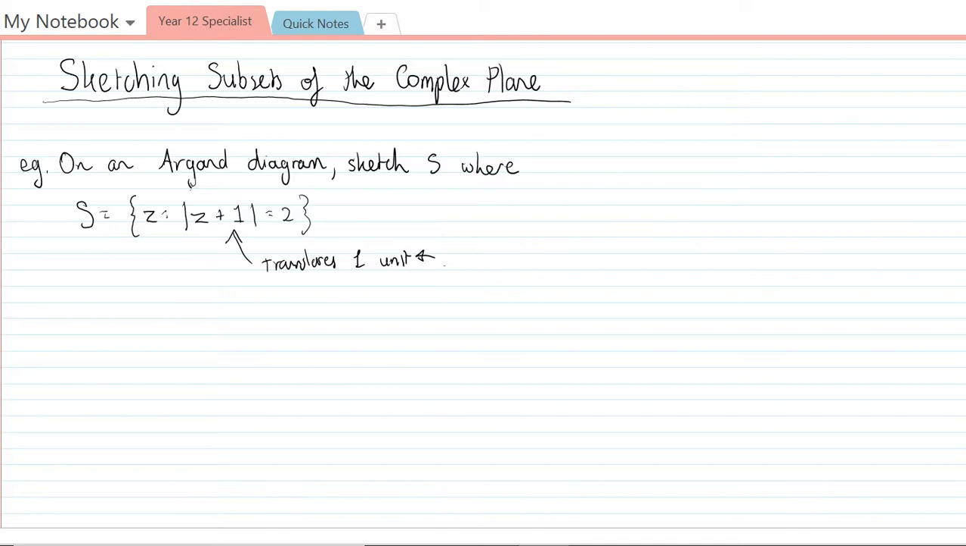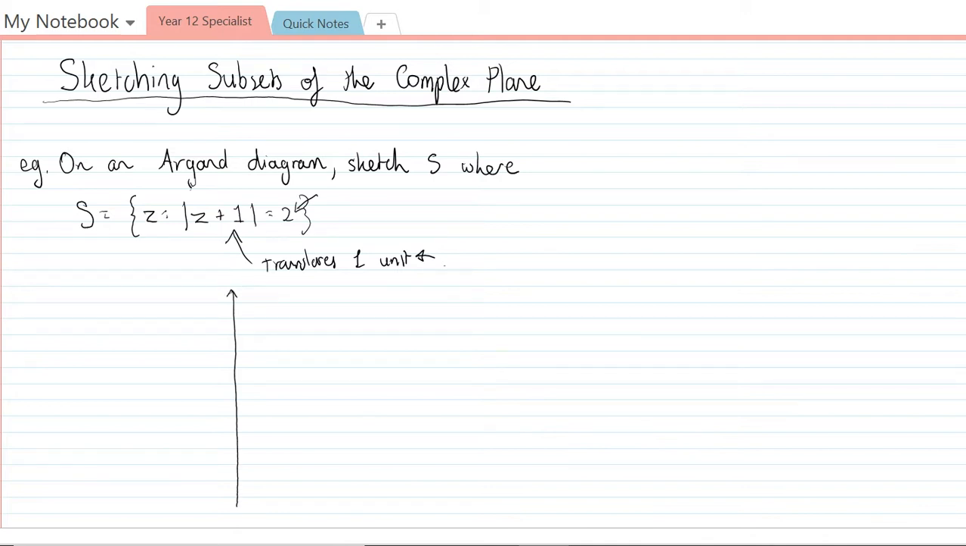Okay, and now the other thing is that we're doing the modulus here. So the modulus is a measure of the distance from a particular point, and we can see that the modulus here is equal to 2. So that means that every point that we draw has to have a distance of 2 from wherever our sort of starting point of this graph is. And so I can draw this fairly quickly and easily.